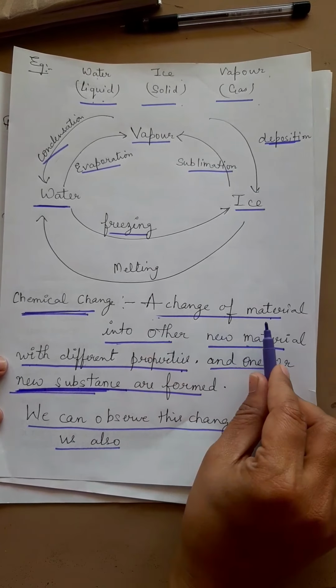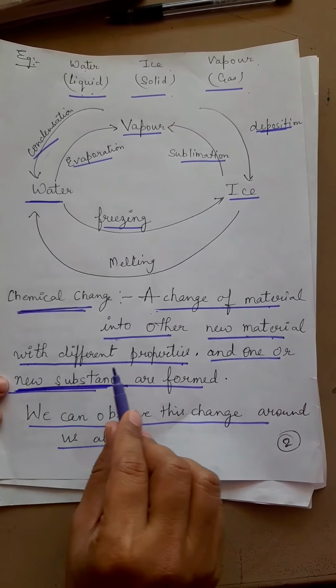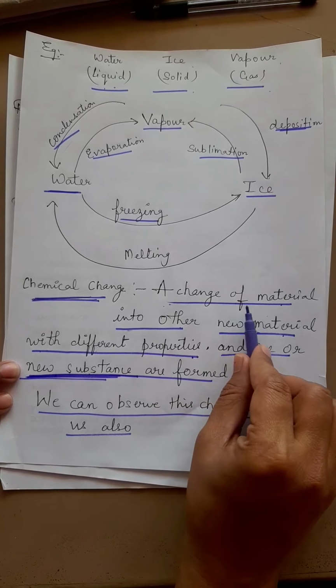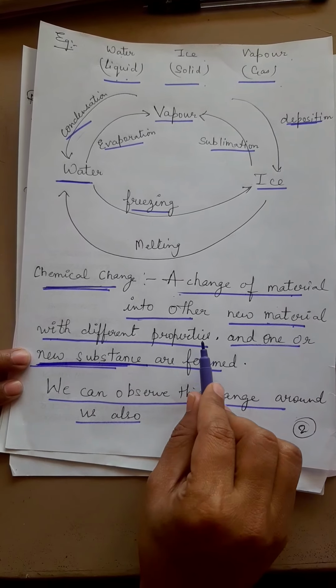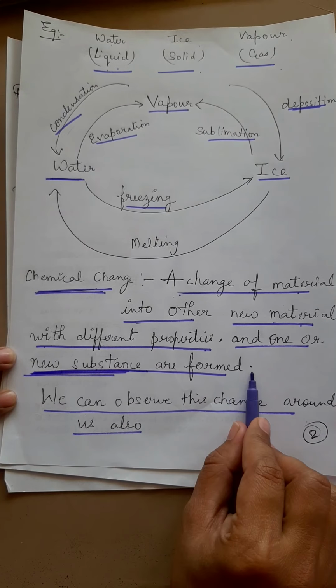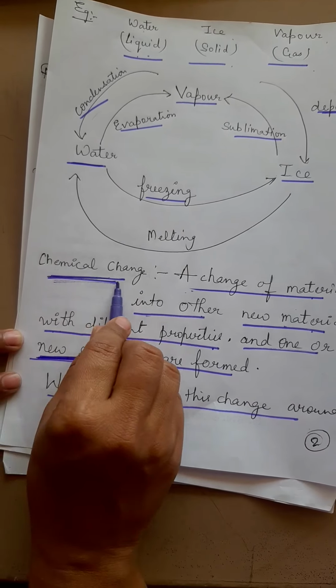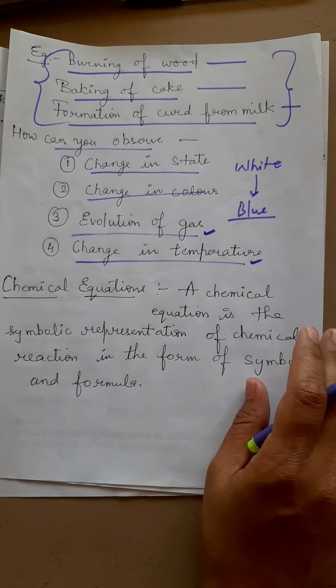A change of material into other new material with different properties, in which new substances are formed. This is called chemical change. We have already seen examples of physical change and chemical change.